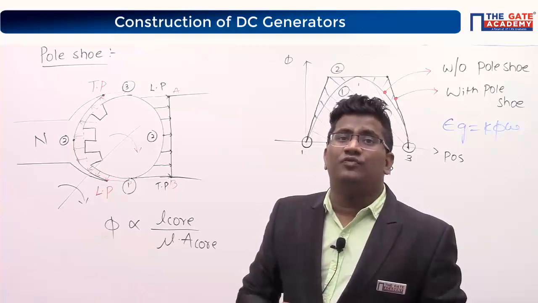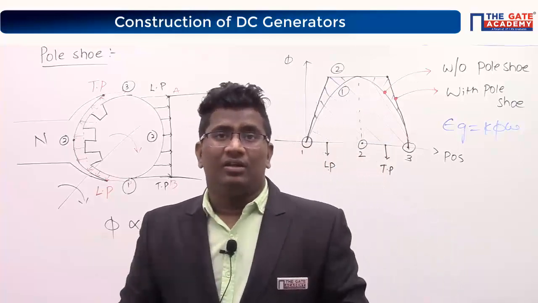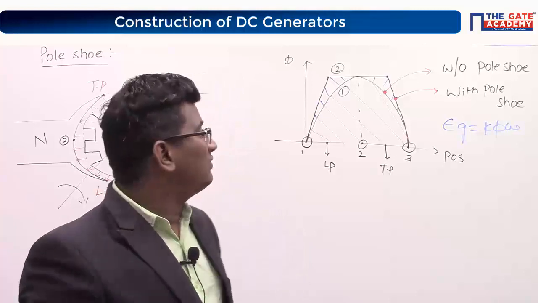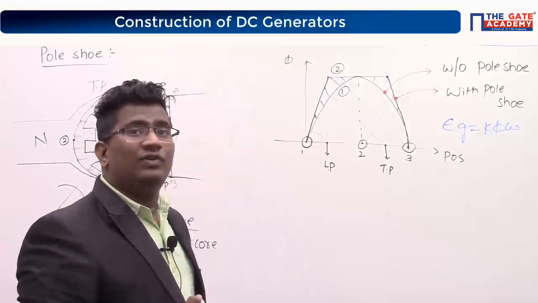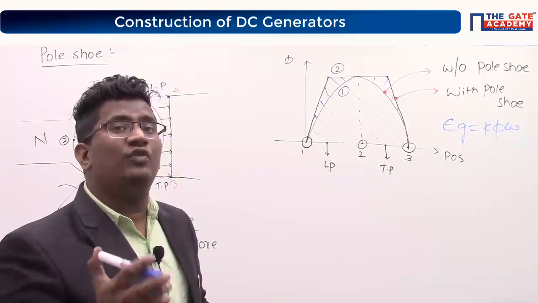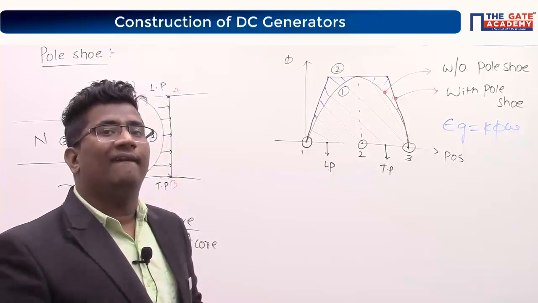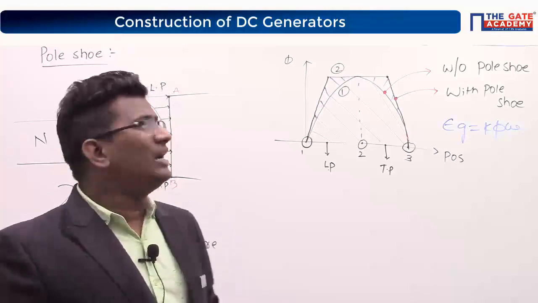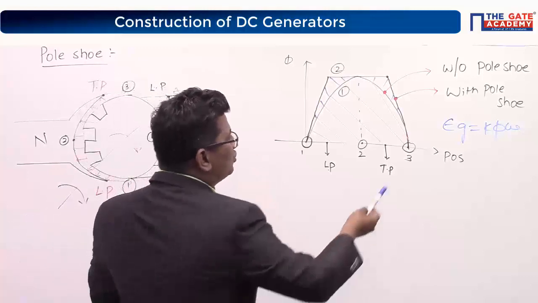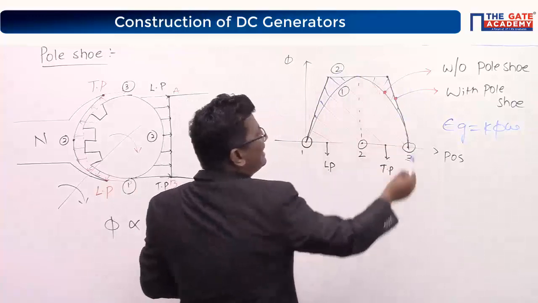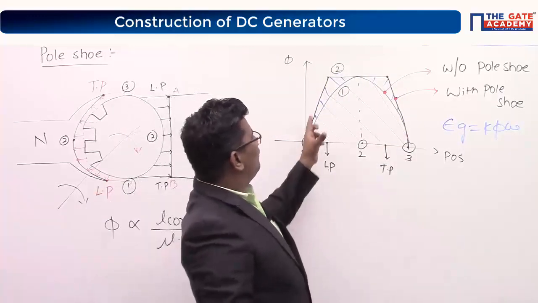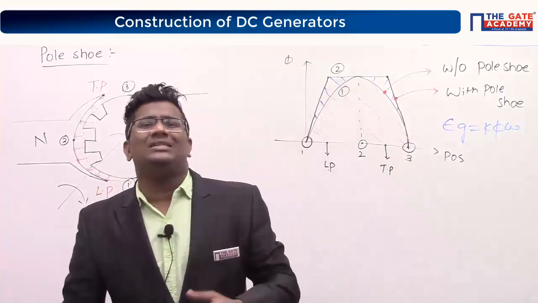Without pole shoe or with pole shoe? Which one do you want to prefer? With the pole shoe only. Why? Look there. The pole shoe gives more area, na? More area means more average value. Without pole shoe gives less area, which means less average value.